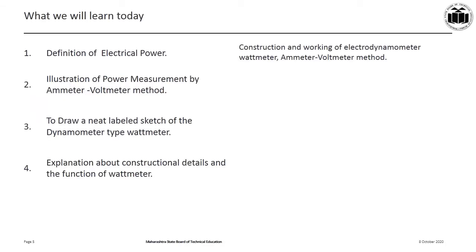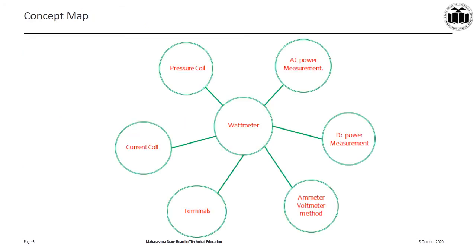What we will learn today: definition of electrical power, illustration of power measurement by ammeter voltmeter method, drawing a neat labeled sketch of dynamometer type wattmeter, and explanation about constructional details and function of wattmeter. The key takeaways from this presentation are: working and construction of electrodynamic dynamometer wattmeter and ammeter voltmeter method. Learners, please pause the presentation and go through the concept map.